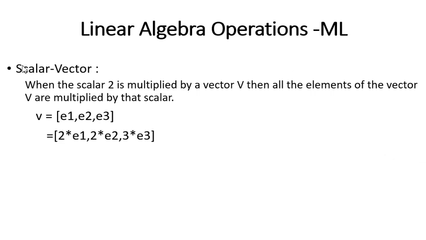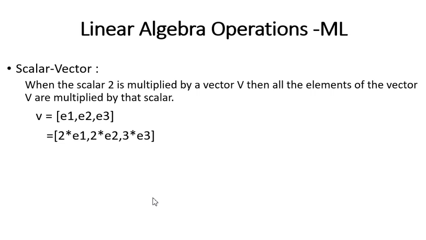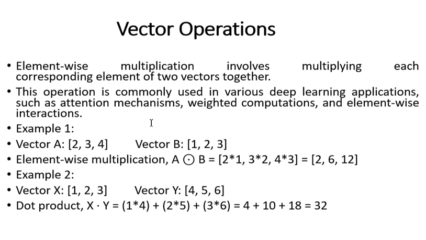Scalar, we already know. A scalar is usually a numerical value. The vector is a series of scalars, or a series of elements. So now 2 is multiplied with the elements in the vector. This is the way scalar vector operations are done with the data available when you are working with ML or deep learning.